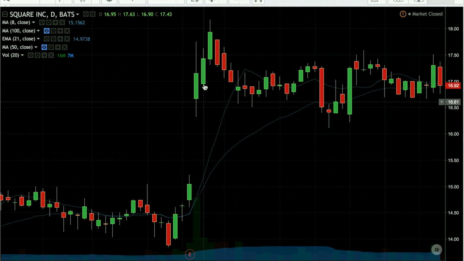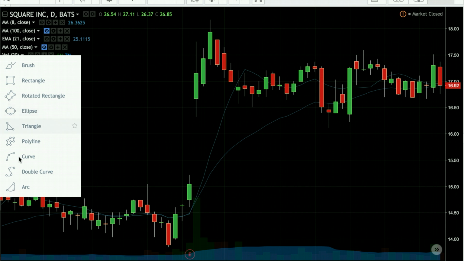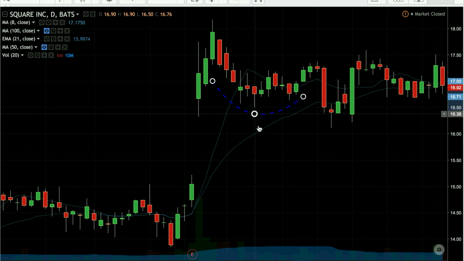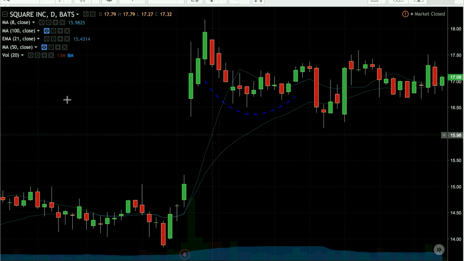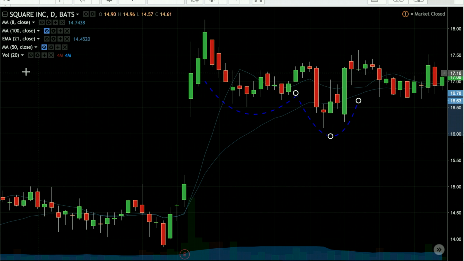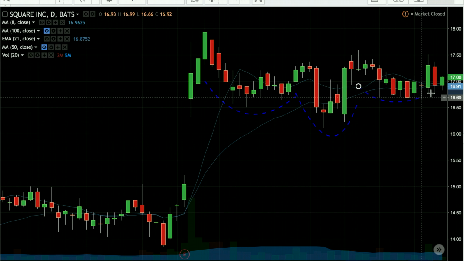So what happens here? It gives us a nice little move, nice little inside day. Could have tricked you, stopped you out here. But it actually gave us a nice little interesting inverse head and shoulders pattern. I'll take that as the first shoulder. There's the head right there. And now here's the last shoulder.